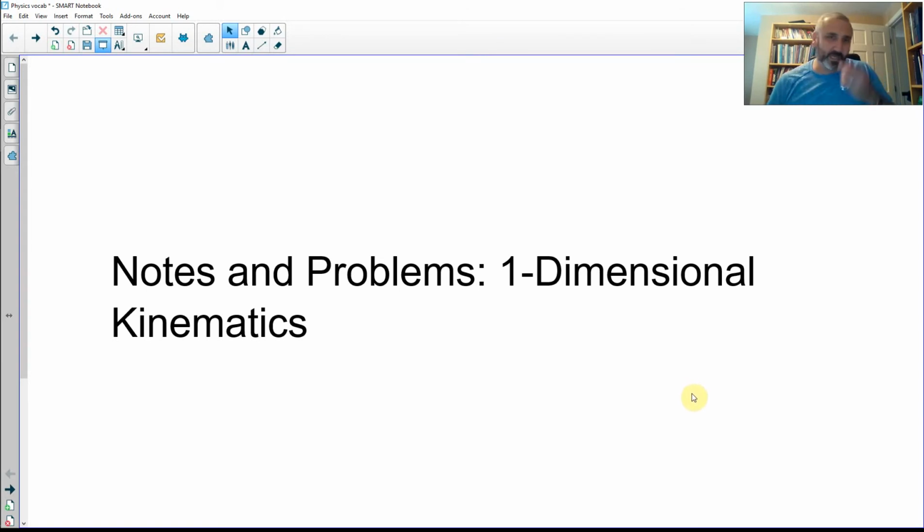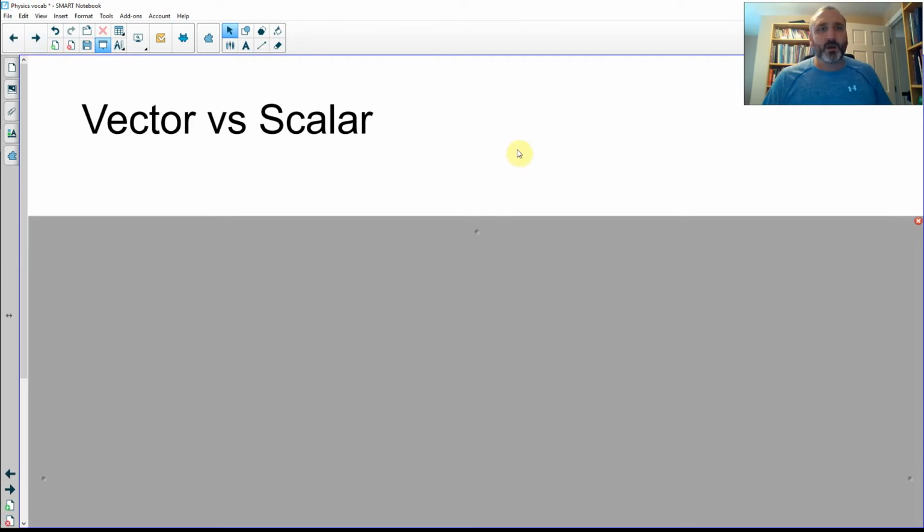But now it's time to get into a little bit more of the nitty gritty, as some of those terms deal with one-dimensional kinematics. So this is sort of the beginning. It's more notes than problems, but I'm going to sort of give you some examples of what we're really dealing with as we go through some of the terminology for the first chunk of the year. So the first thing we need to understand is the difference between a vector and a scalar.